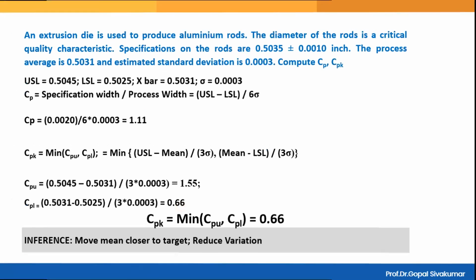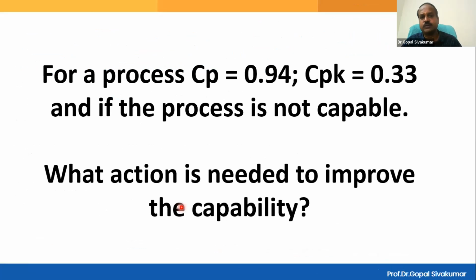This is how you need to decide. Now tell me, for a process, Cp equal to 0.94, Cpk equal to 0.33, clearly the process is not capable. What action is needed? Come on, all of you. Improve the variation. Change the process. Work on the process. First thing is statistical solution. Second thing is practical solution. Now let me hear the statistical solution.